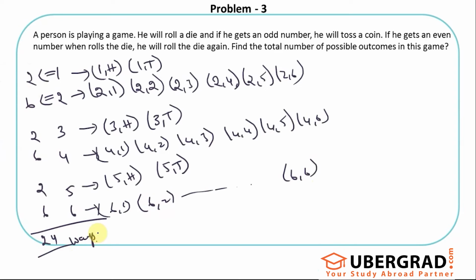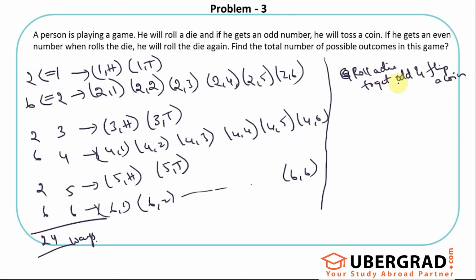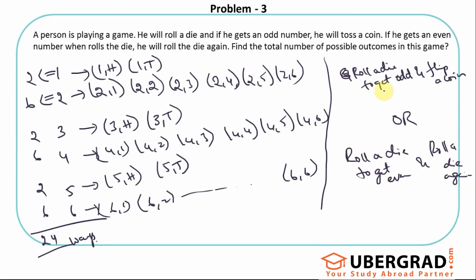Obviously this is the right answer, but it's a tedious approach. So if I try to answer this in English, what are the possible outcomes? I roll a die to get odd and flip a coin, or I roll a die to get even and roll a die again. So how many outcomes are possible to get an odd number in my first roll? 3, right? Flip a coin, I have 2. So that's basically 3 into 2 is 6.